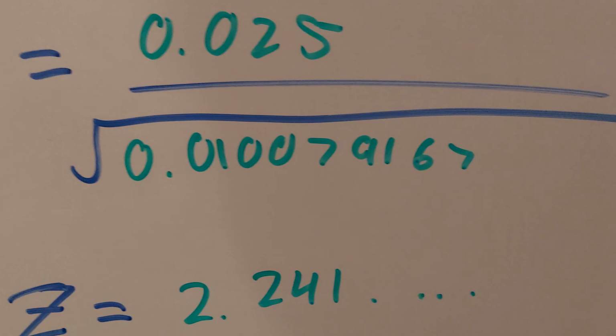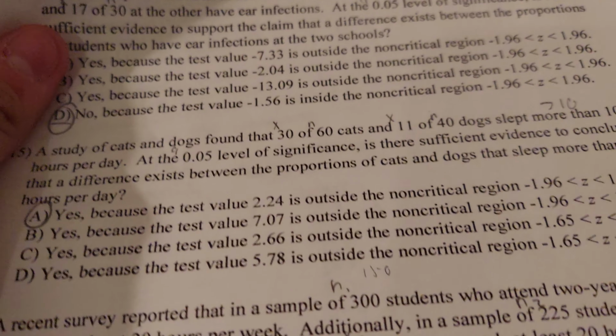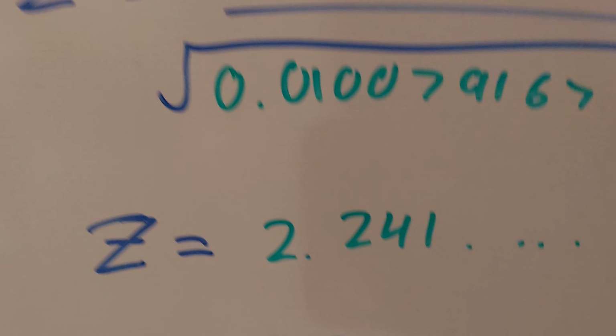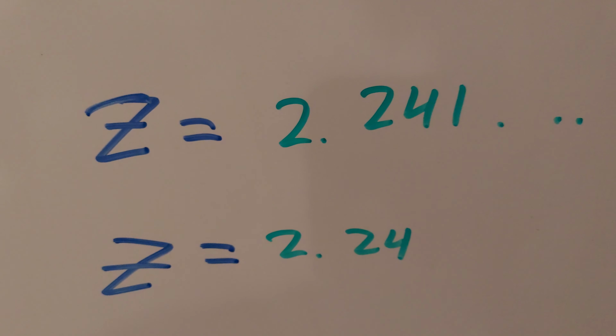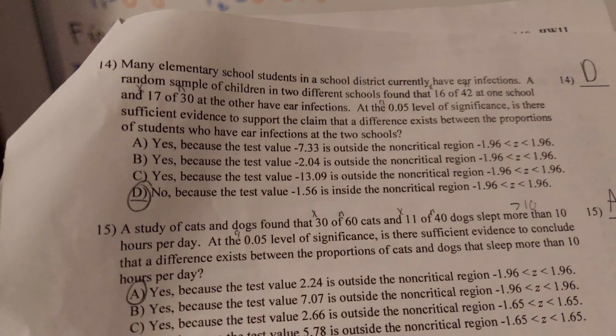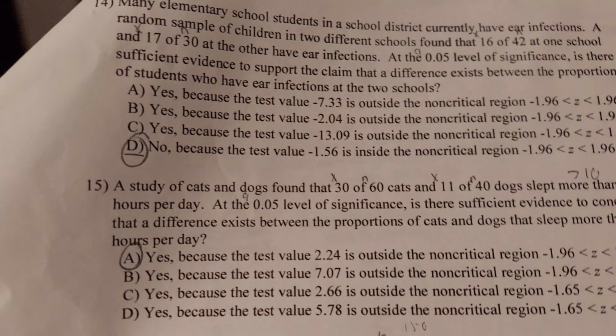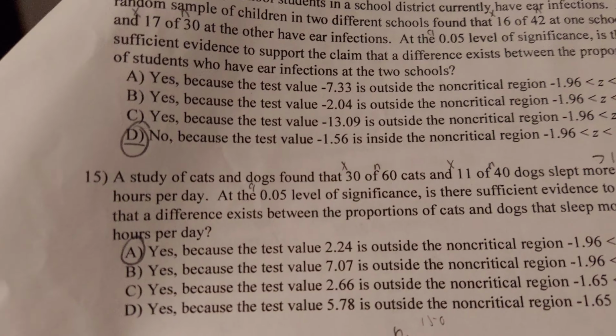In the homework, they want us to round to 2 decimal places, so we're going to do the same thing to our answer. Z is equal to 2.24. So our answer is a test value of 2.24.